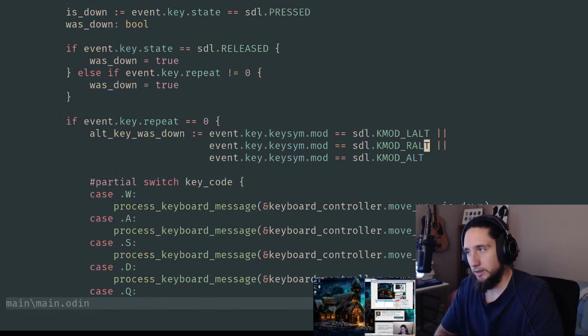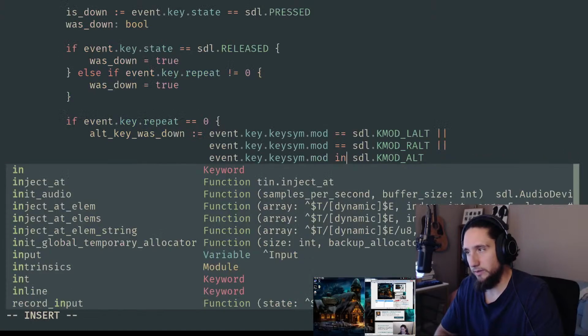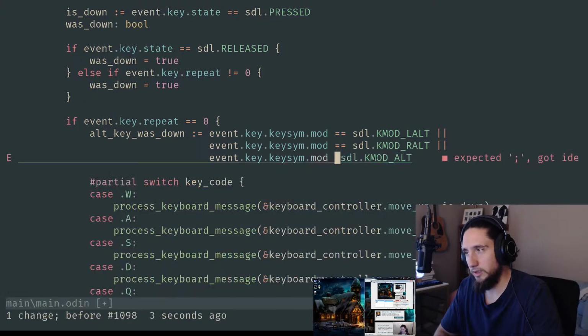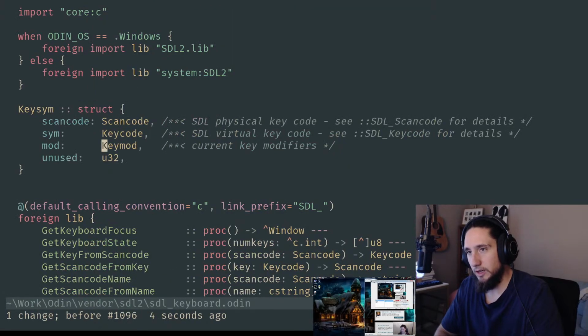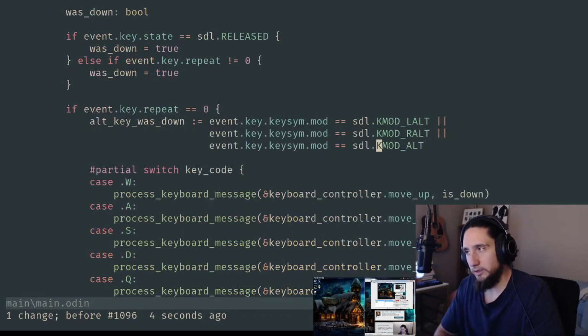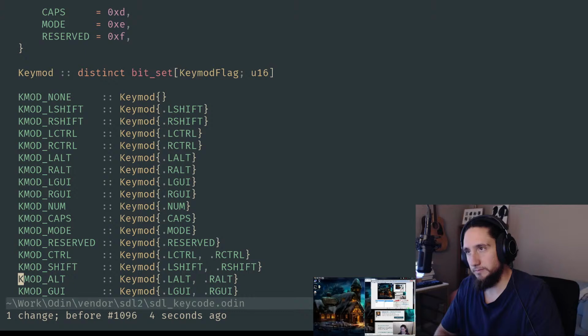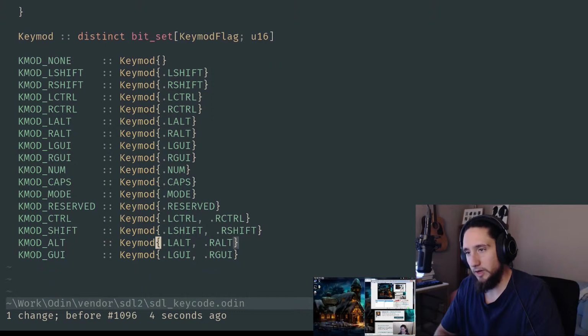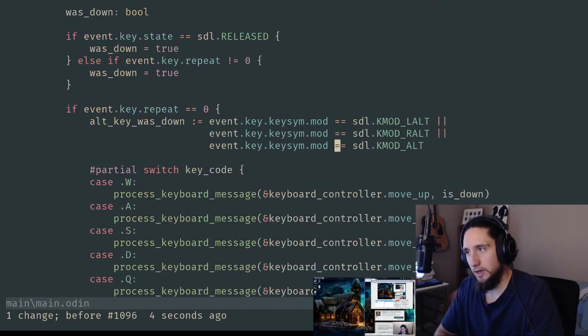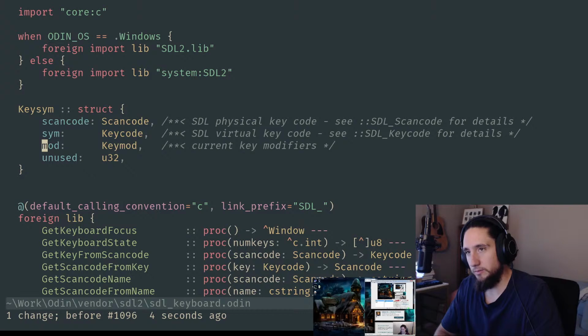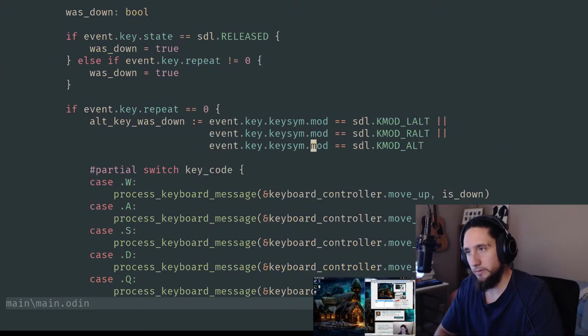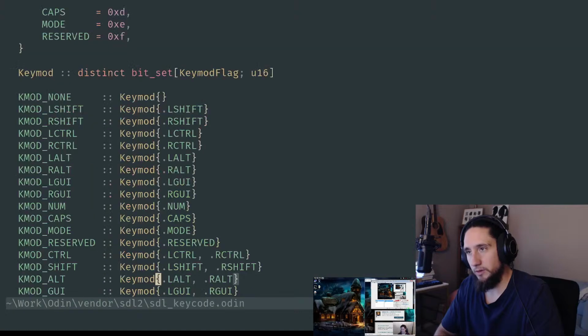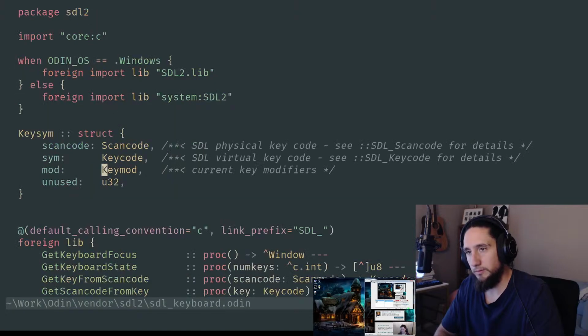I would have liked to have done something like this, which you can do with bit sets, but not in this context, because this is a key mod and this is also a key mod. So I can't ask if one bit set is in another. It would be more appropriate, I think, if this member of the keysim struct was actually, maybe this was what I was looking for. Sim, but that would be keysim.sim. So actually, now that I'm looking at this, that might be the right thing. Perhaps.